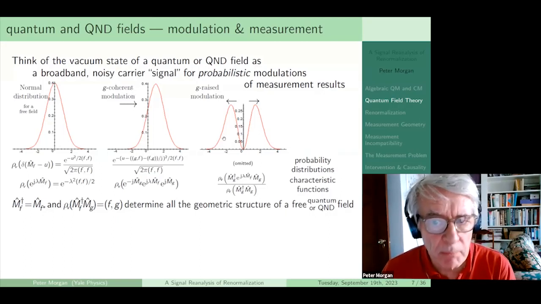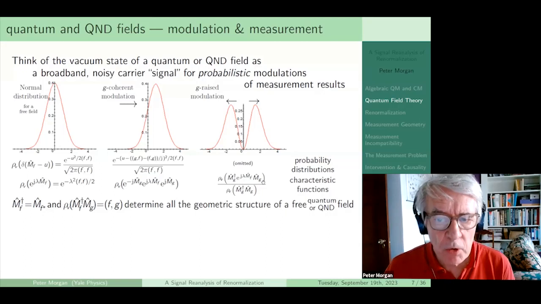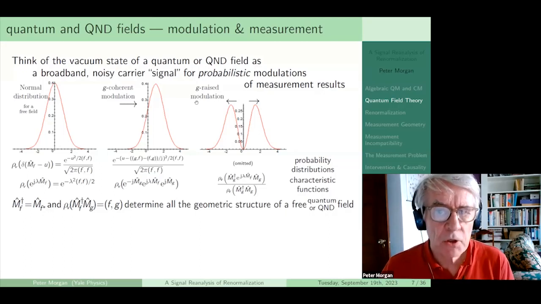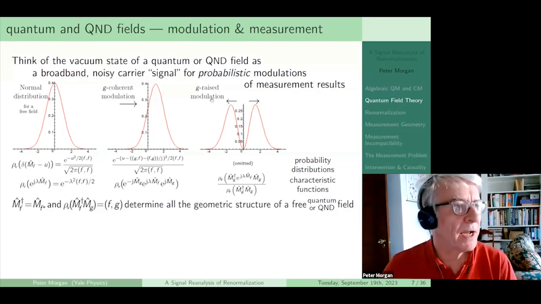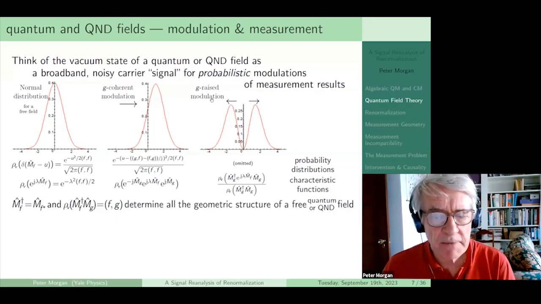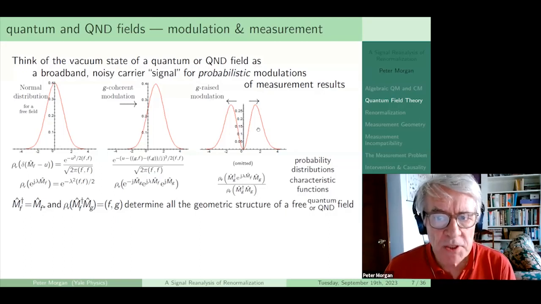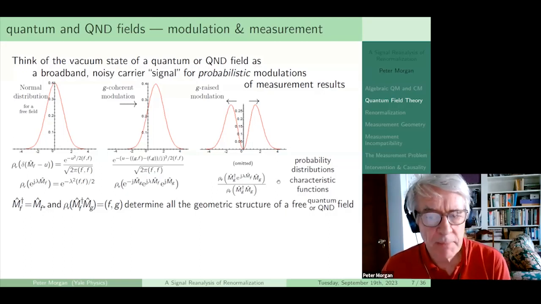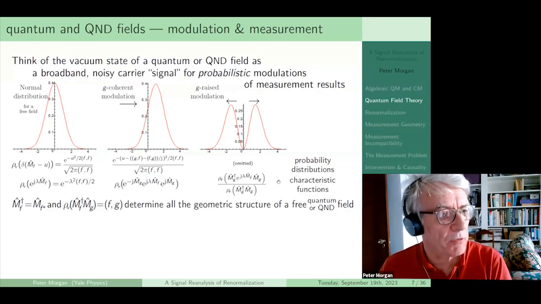But of course, we can do something more. We can also modulate by just using the G measurement not as a unitary modulation. I'm going to call this a G-rays modulation, where you might call it a single particle state. But it gives us this probability distribution just out of the math. And all this is just pursuing the mathematics of the algebra of observables that we have.